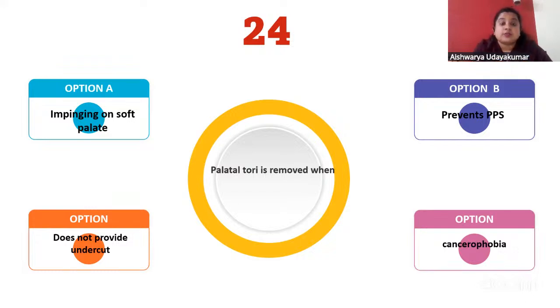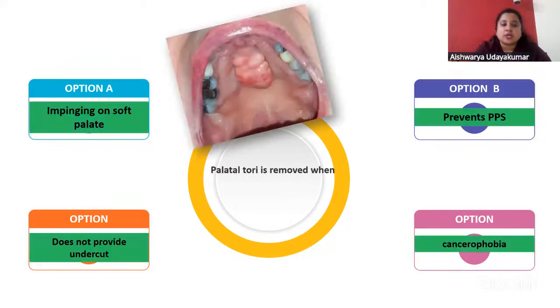Then there is cancerophobia. The patients are scared whether this protuberance is a cancer. In these cases, all of the above is the answer. These were the options written, and you had the option of all of the above, A, B, like that. Remember, everything is an answer. This is the image of a tori, which tells you that all these options apply: it involves the soft palate, preventing you from taking a PPS, it does not have an undercut, and when the patient looks at it, the patient thinks it's a cancer. So in these cases, this palatal tori is removed.